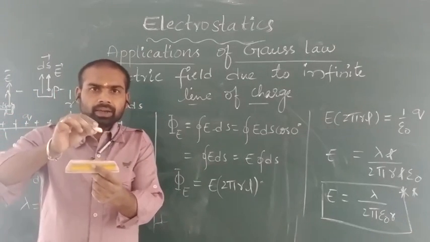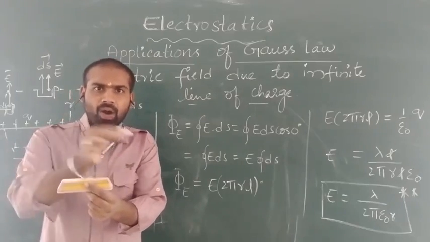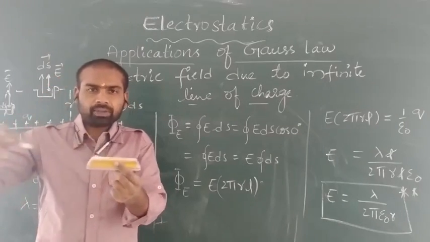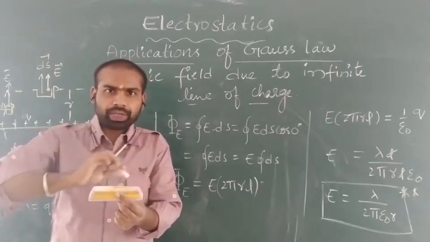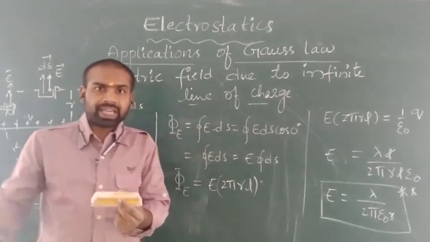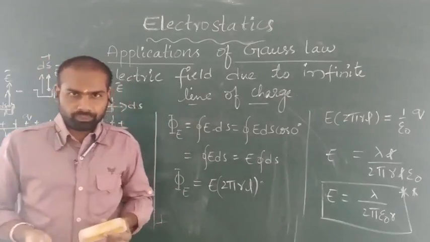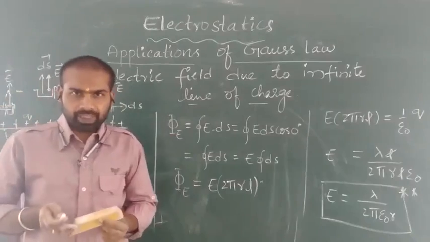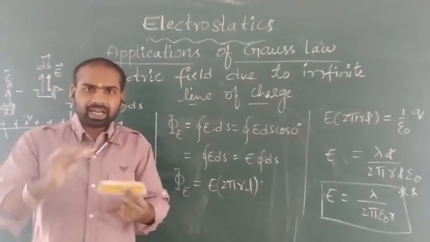Due to this, what happens? Around this linear charge, we have an electric field. On the particular infinite line, we continuously place the charges. Due to this linear charge distribution, we have an electric field. Already we know the space around the charge is nothing but the electric field. Now we are going to find that electric field intensity due to this linear charge distribution.